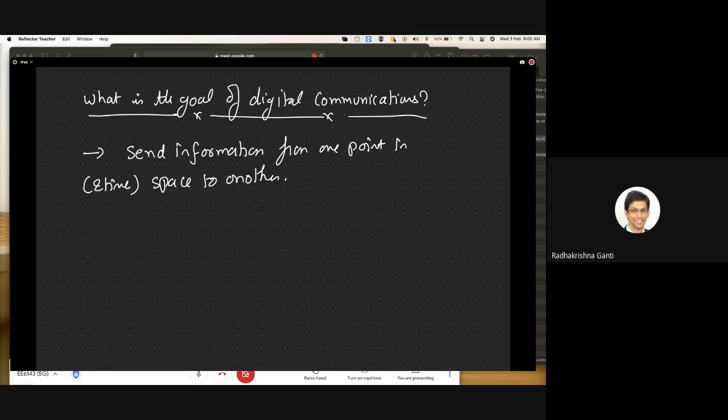So the goal of digital communication is to send information reliably. Not only sending information, but sending it in a way so that you can be 100% sure that it is the same information that you wanted. So, reliable transfer of information from one point in either space or time to another.